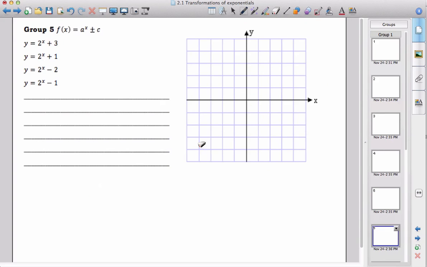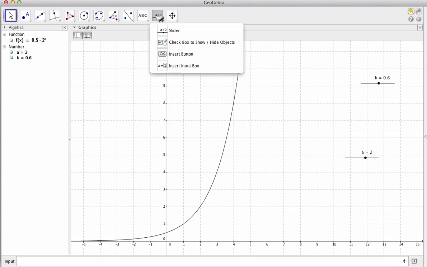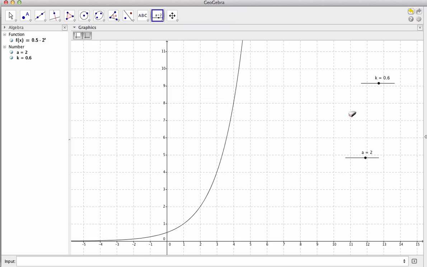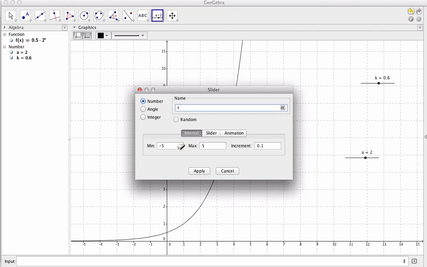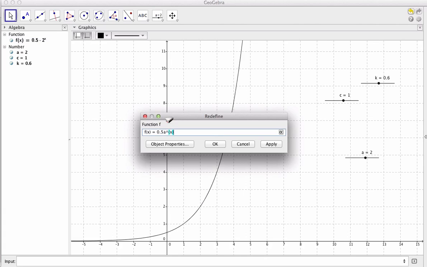Alright, so let's take a look at group 5. Now here we have plus or minus a constant. So let's go back to GeoGebra and type in 2 to the power of x plus c. So I'm going to make a new slider called c. Again, let's go from -10 to 10, I suppose. And my function is going to be 2 to the power of x plus c.